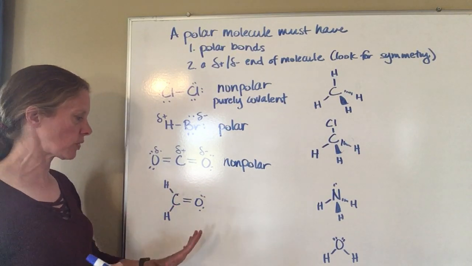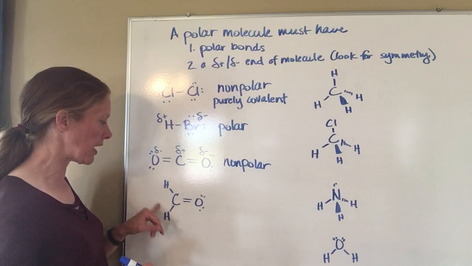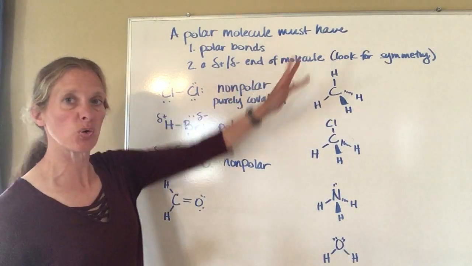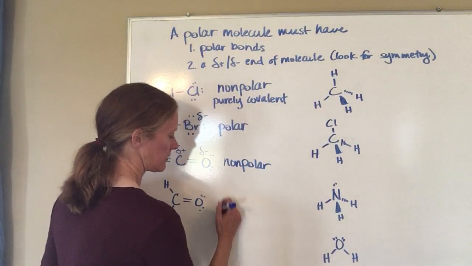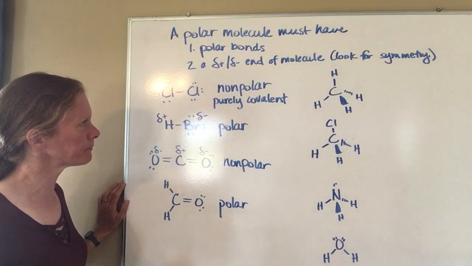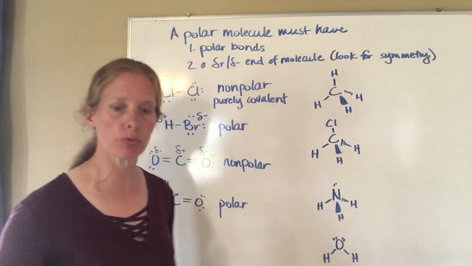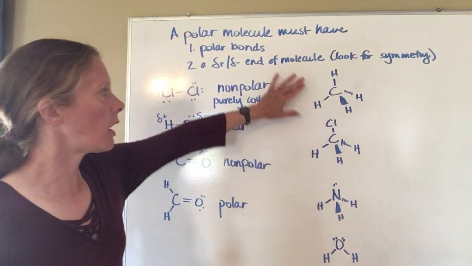I've got oxygen on one side, I've got hydrogens on the other side, and since I already know the bonds are not polar and this molecule is not symmetrical, then this molecule is going to be polar as well. Okay? Now we're going to start looking at these ones that had 4 groups around them.